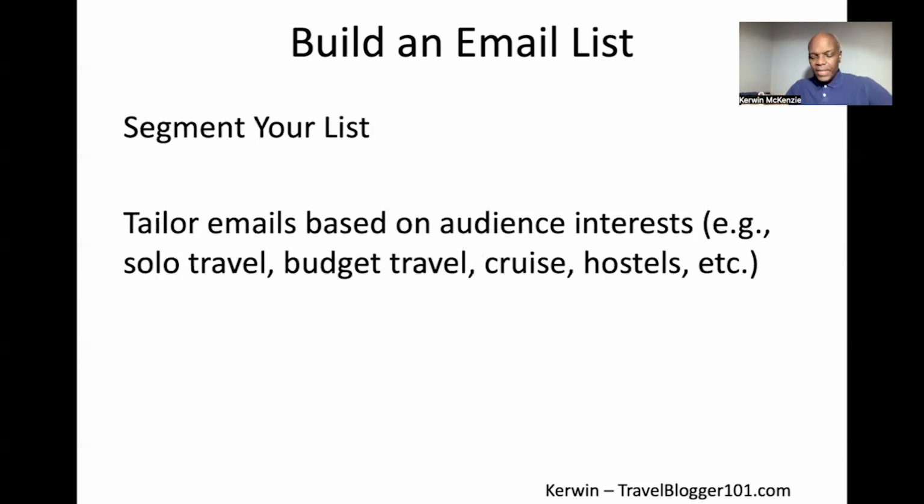Segment your list. Let's say you have 100 people. You'll have people who are solo travelers, budget travelers, couples, people who like cruises, hostels, hotels, trains and things like that. How do you segment it? You would send out a link that says, hey, click on this if you're this, or check a box if you're this. When they do that, the system will update in the back end and tag them. You have to set it up, of course.